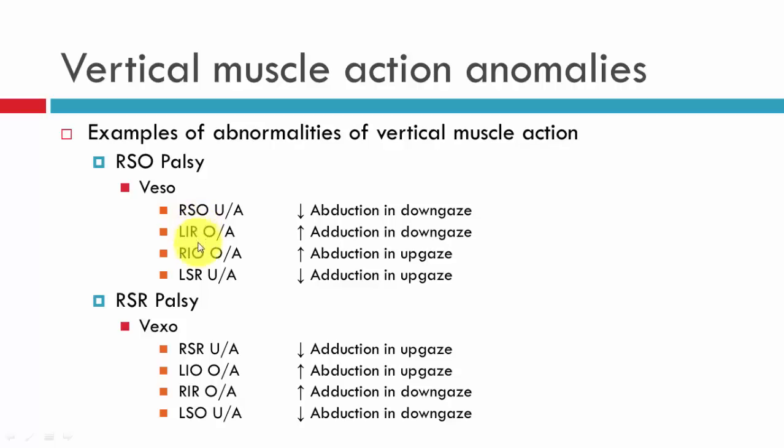Now, here we have the muscle sequelae, which will explain the V pattern. Let's start off with the right superior oblique underaction. The right superior oblique is an abductor and works in downgaze. So our expectation is that we'll have a reduction in abduction in downgaze. So if we have an esotropia to begin with, we're expecting that a reduction in abduction is likely to give us a greater ESO in downgaze.